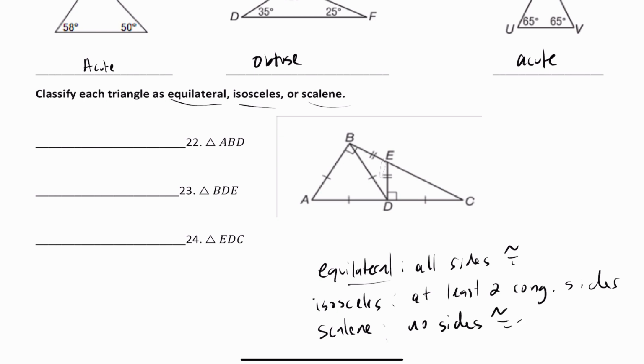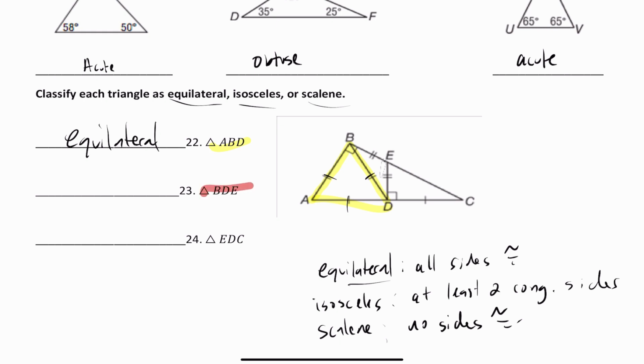So let's go ahead and take a look at ABD. Notice that I have 1, 2, 3 tick marks. They're all congruent. So this is an equilateral triangle. Okay, that's an equilateral triangle.